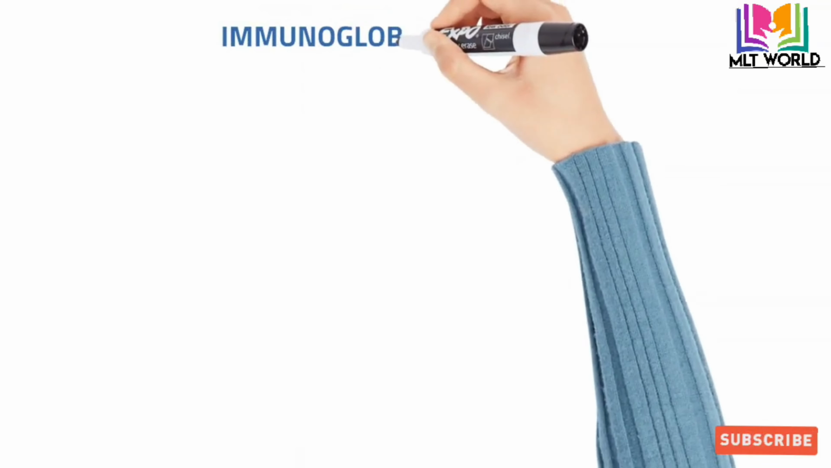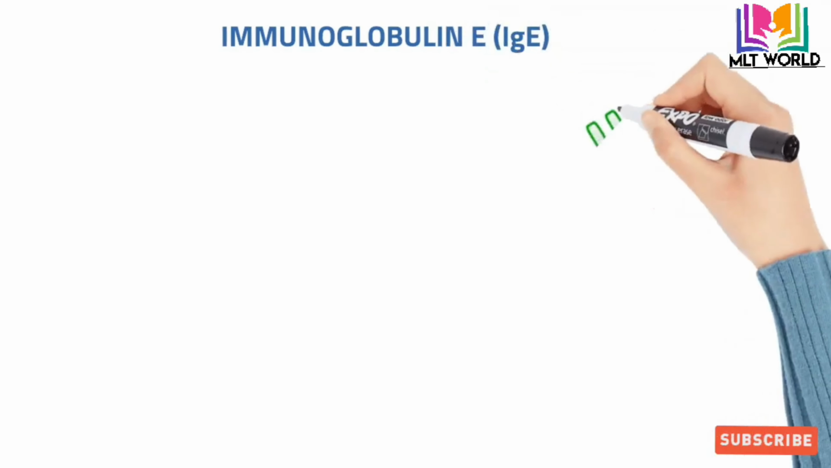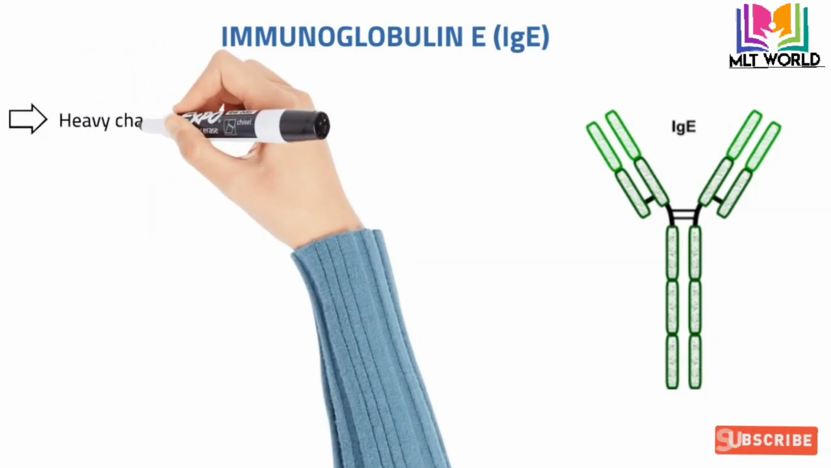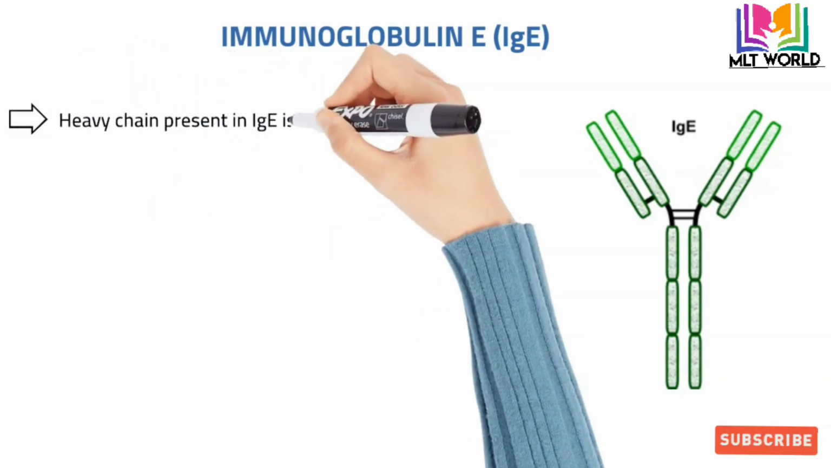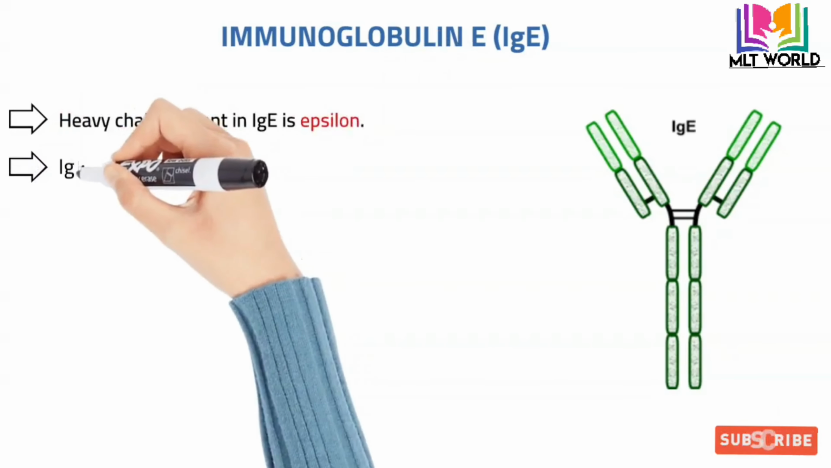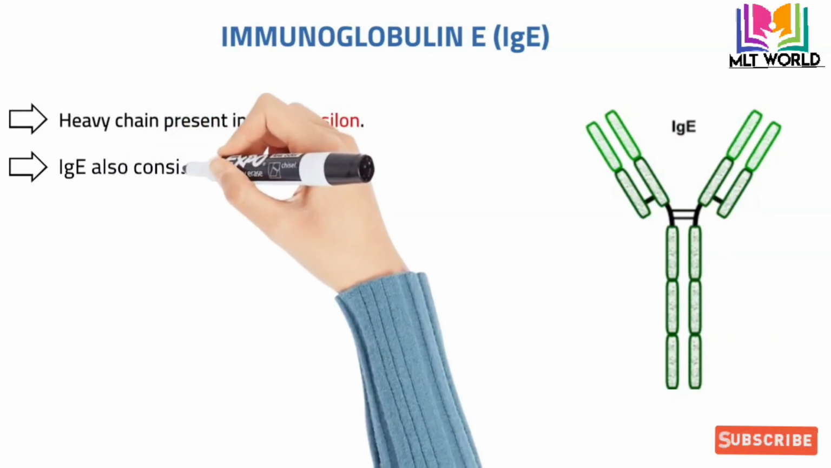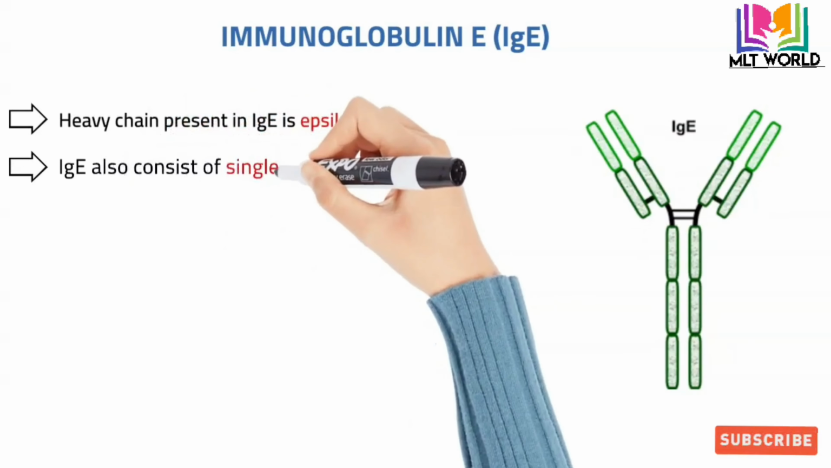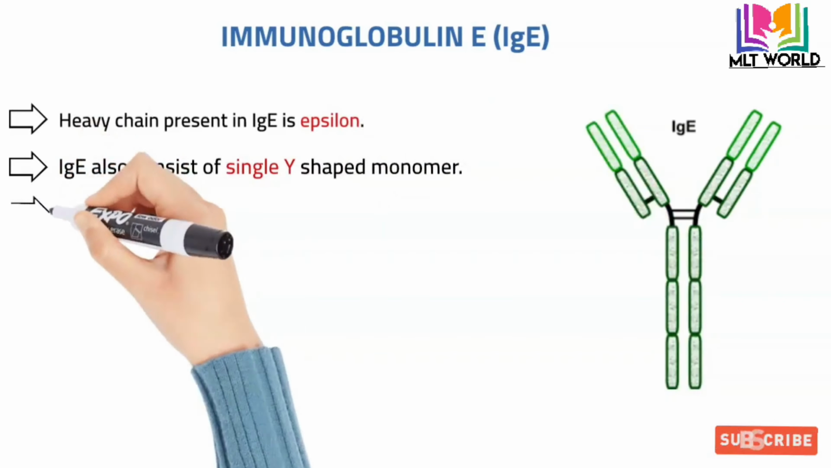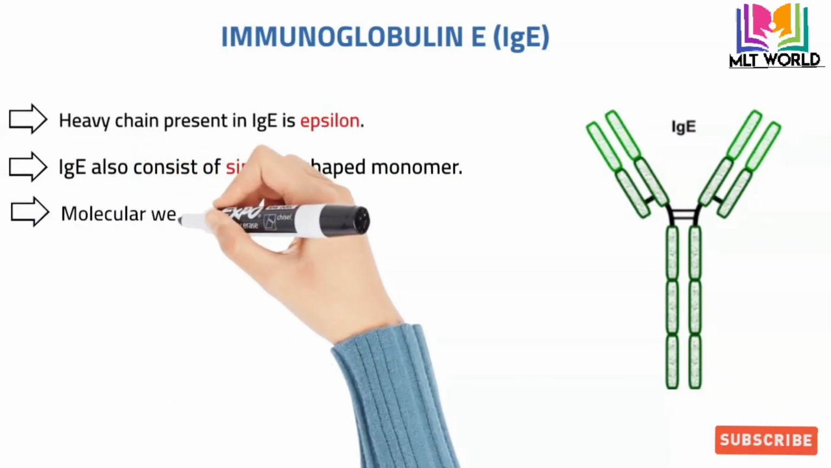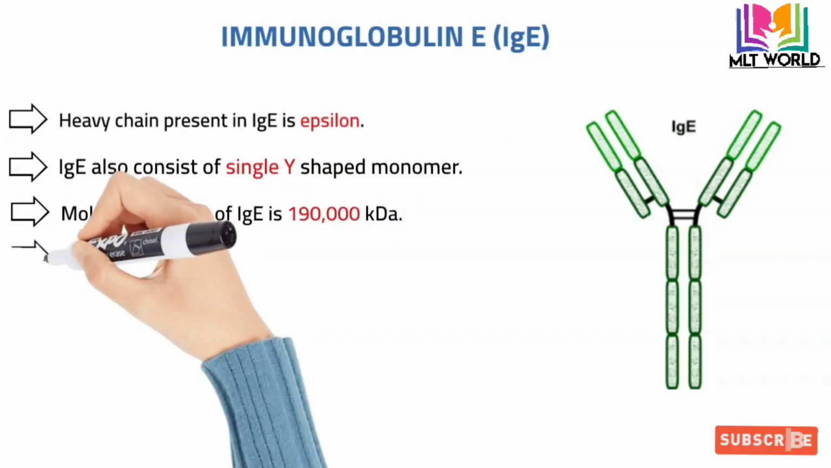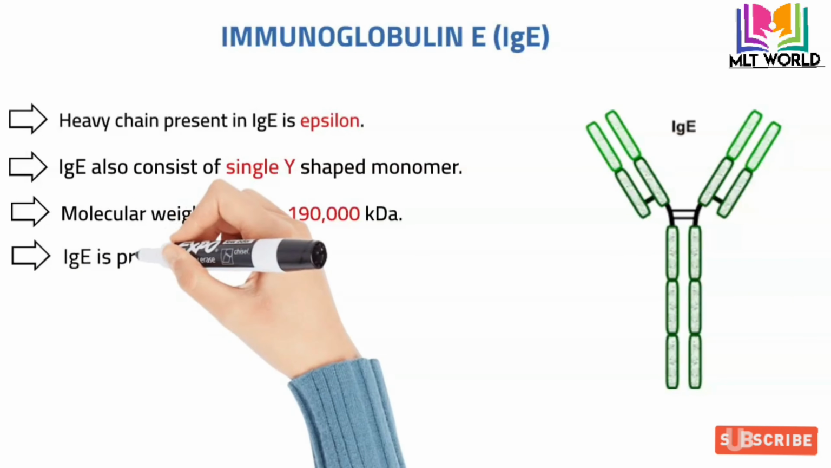Next immunoglobulin is immunoglobulin E. We will also call it IgE. The heavy chain present in IgE is epsilon, and it is a single unit monomer. IgE also consists of a single unit Y-shaped monomer. The molecular weight of IgE is 190,000. Still it is bigger than IgG.